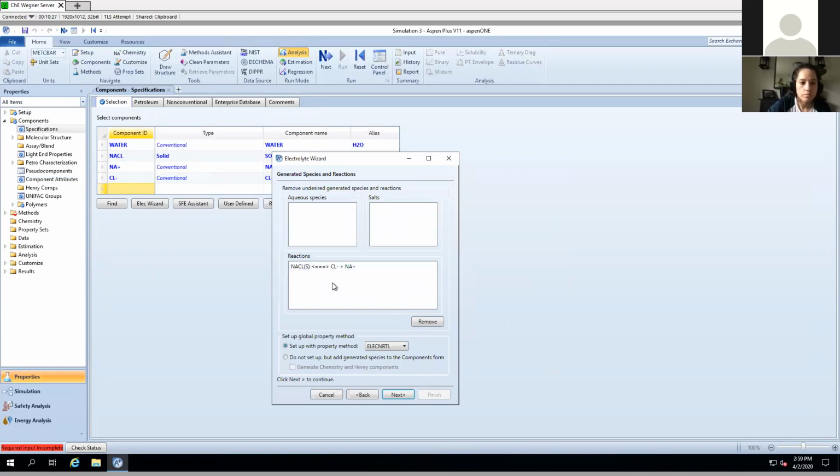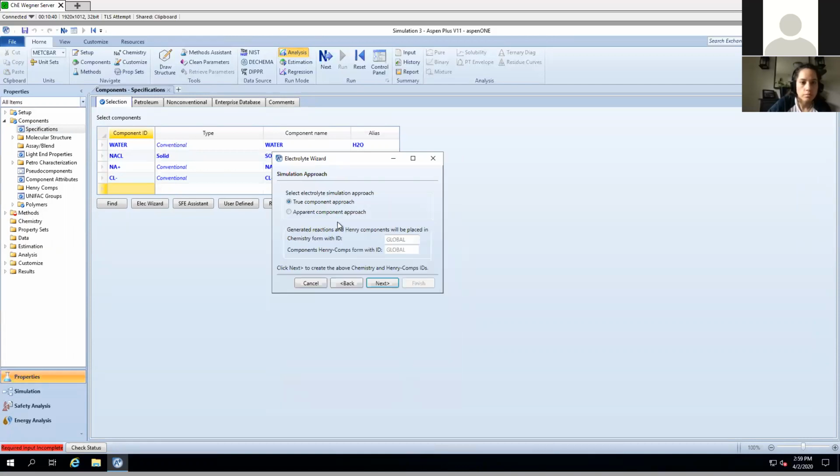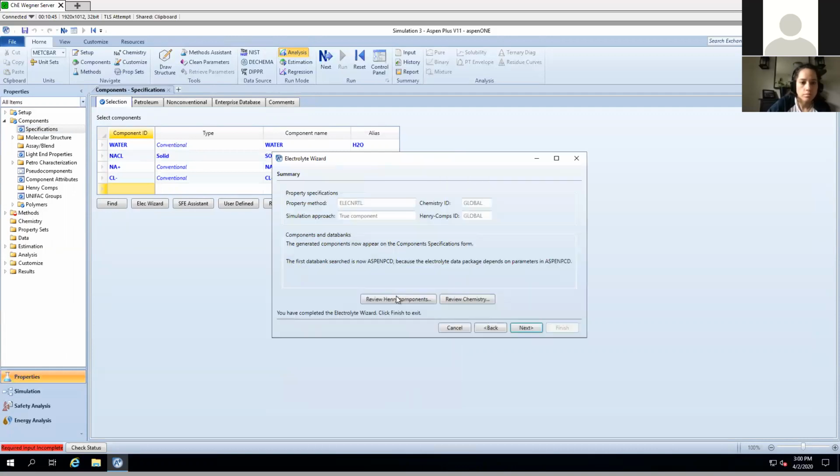And we see here that we have one reaction that's introduced for us. So we have this back and forth salt reaction. So sodium chloride, solid, it can dissociate into chloride ions and sodium ions. We want to leave everything else as is. Next. True component approach. Next. And then just finish.